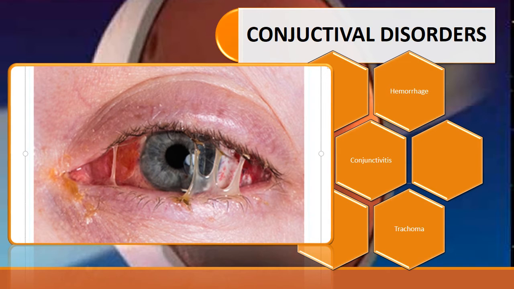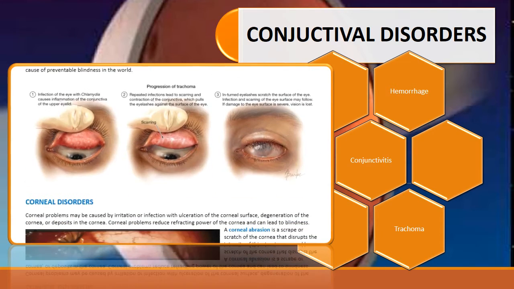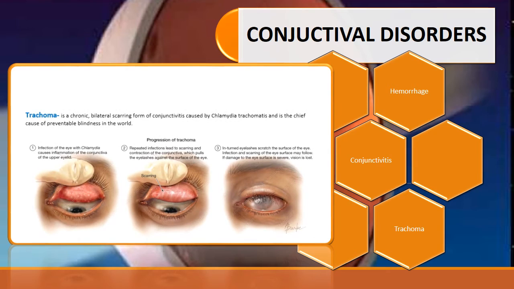Okay. The next disorder I want to highlight is trachoma. Trachoma is a chronic bilateral scarring of the conjunctiva caused by Chlamydia trachomatis, and it is a chief cause of preventable blindness in the world. So the textbook goes into more detail about trachoma. In this picture, you can see the infection with chlamydia causes inflammation of the conjunctiva of the upper eyelid, as you can see here.